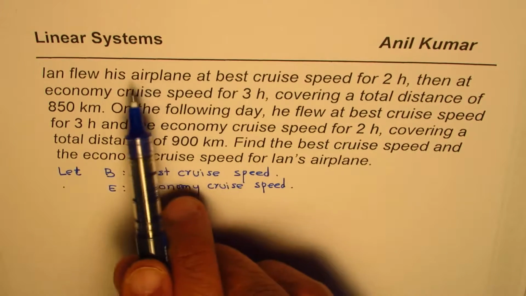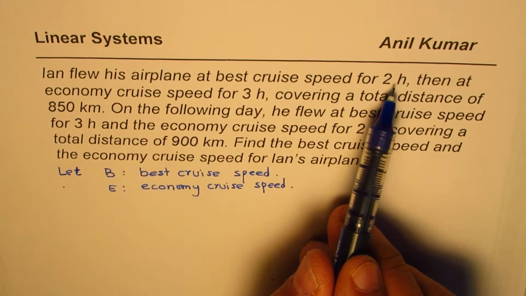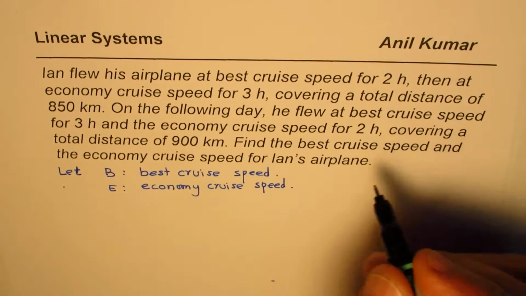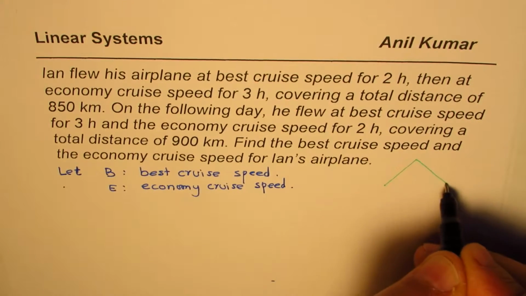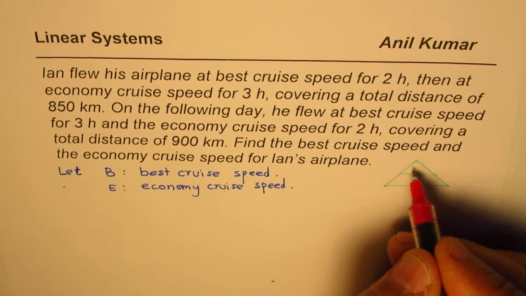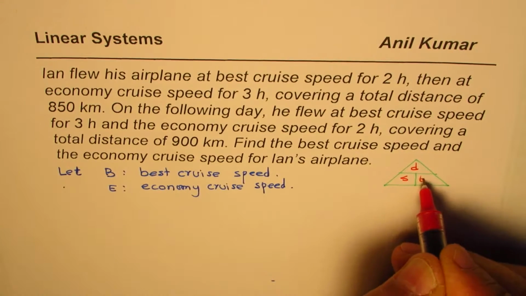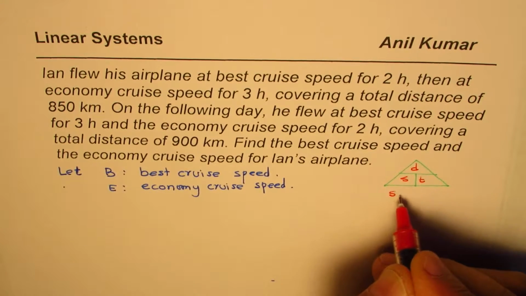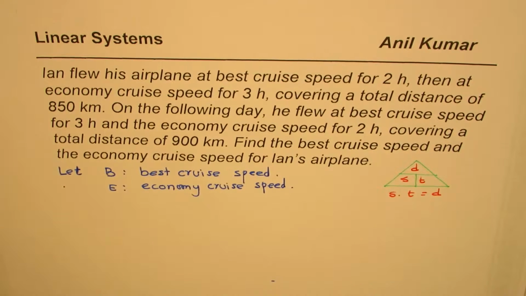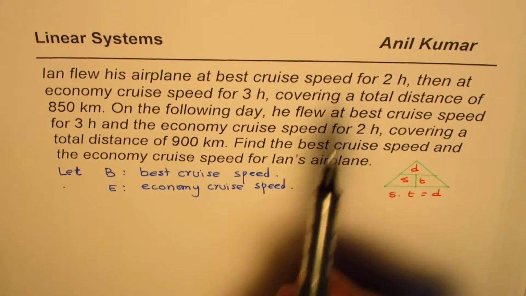So first day, he flew 2 hours at best cruise speed. That means distance covered is how much? Remember your distance, speed, time relation? That helps. Okay, let me rewrite. So this is distance, speed, and time. And as we know, speed into time is distance, right? So that is the relation between speed and time to give you distance. This relation will help us to get the equations. So let's begin.